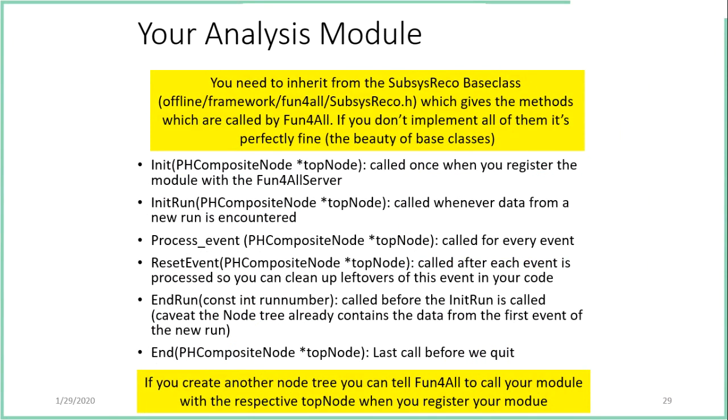As you can see, the argument is always the node tree. So this basically gives you access to all these global objects.